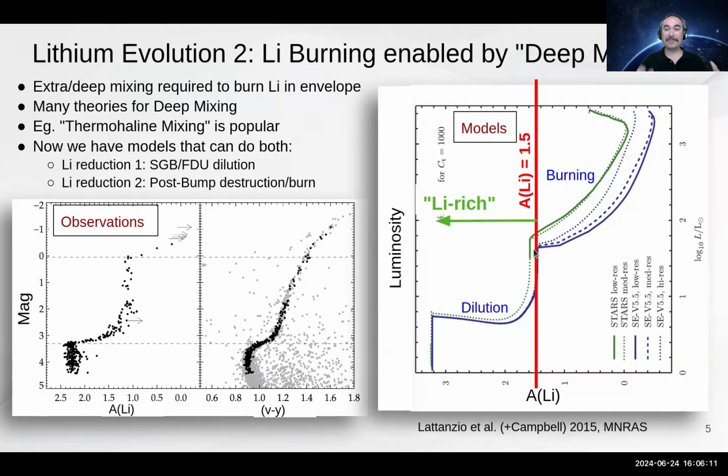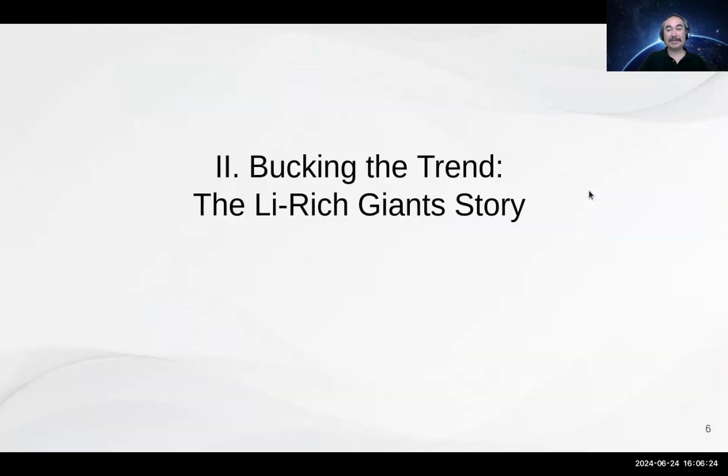If you have lithium greater than this, then you're lithium-rich, of course. This extra burning on the upper RGB doesn't affect that definition. You're still going to be rich compared to the lithium we expect up there. So that's the basics of what happens in normal red giants. We're going to focus on the lithium-rich giants now, which are the stars that buck the trend.